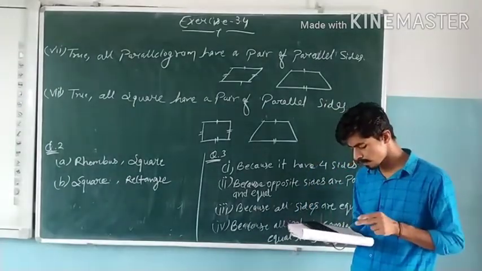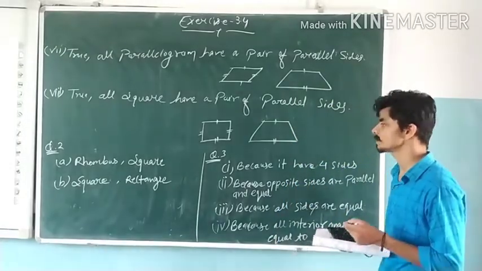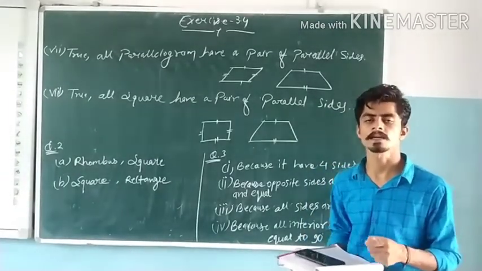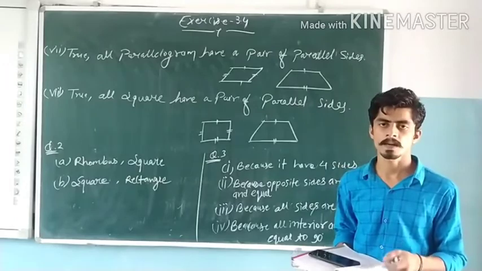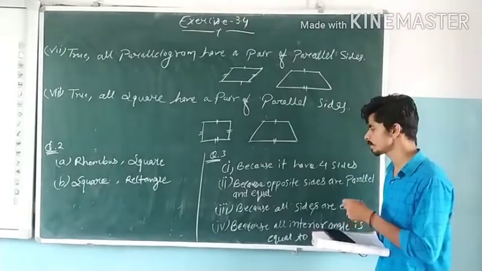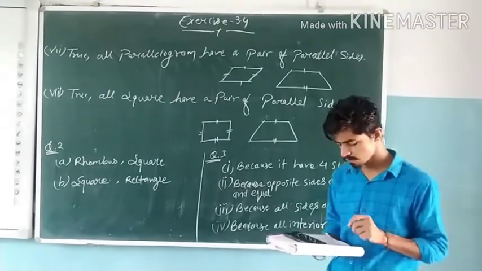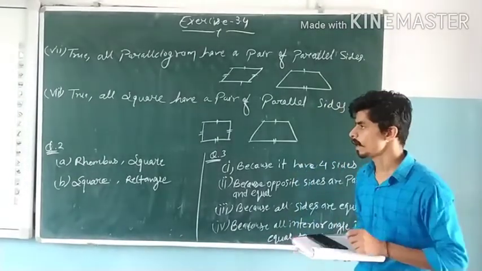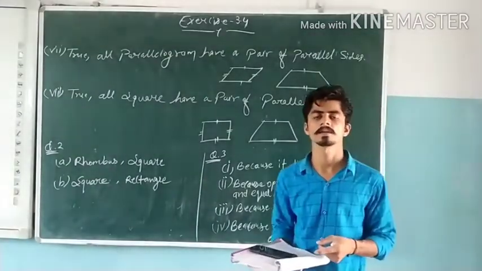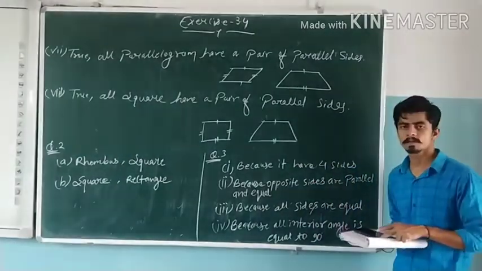The next one is how a square is a parallelogram. As we know that a parallelogram has opposite sides parallel and equal, and similarly in a square opposite sides are parallel and equal. So that's why a square can be called a parallelogram. Third one is how a square is a rhombus. Because all sides are equal. In a rhombus and a square, all the sides are equal to each other. That's why a square can be called a rhombus.